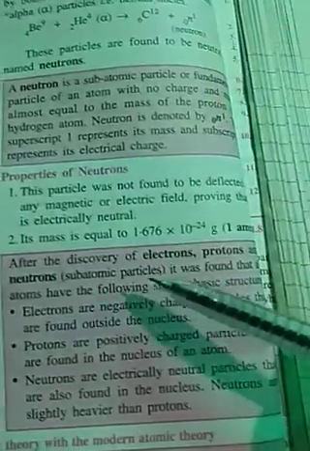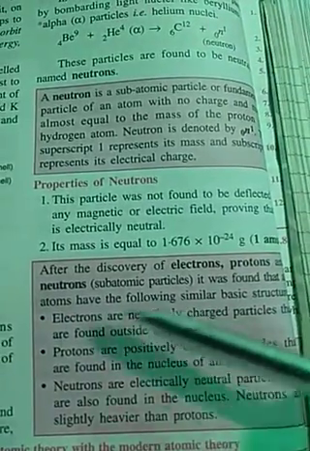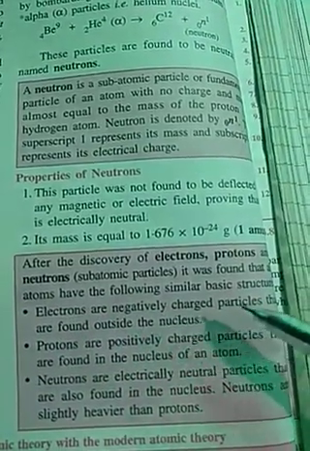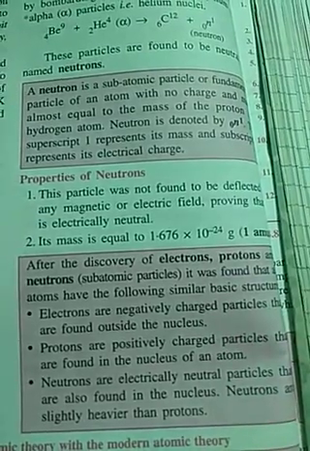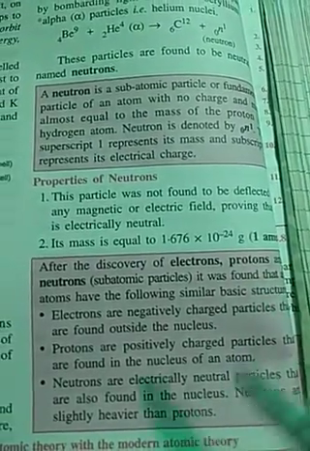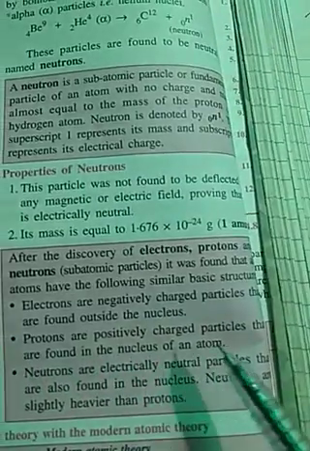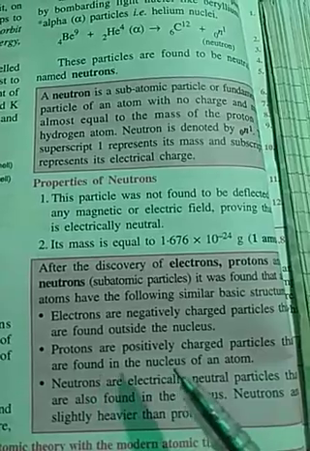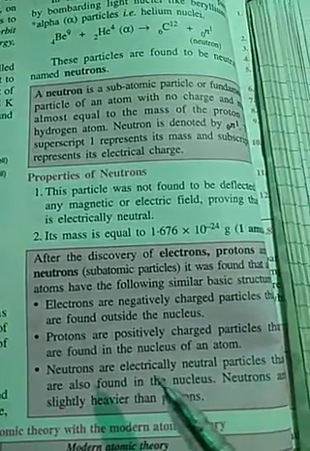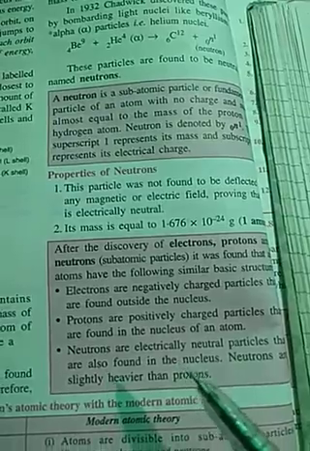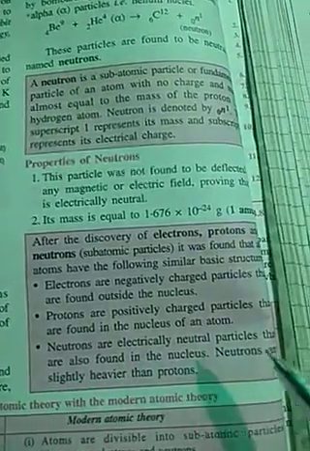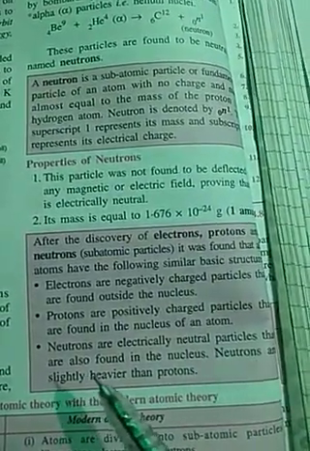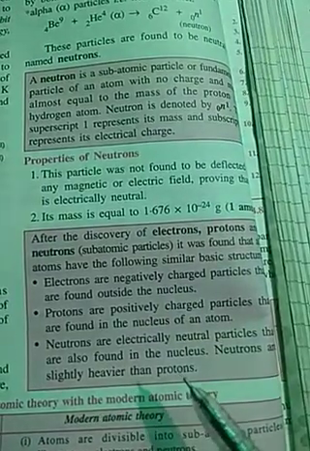So after the discovery of electron, proton and neutrons, it was found that electrons are negatively charged particles found outside of the nucleus, revolving around the nucleus in orbit. Protons are positively charged particles which are situated at the nucleus. Neutrons have no charge, they are also found in the nucleus. Neutrons are slightly heavier than protons, I have told you, but they are considered to be equal in mass.